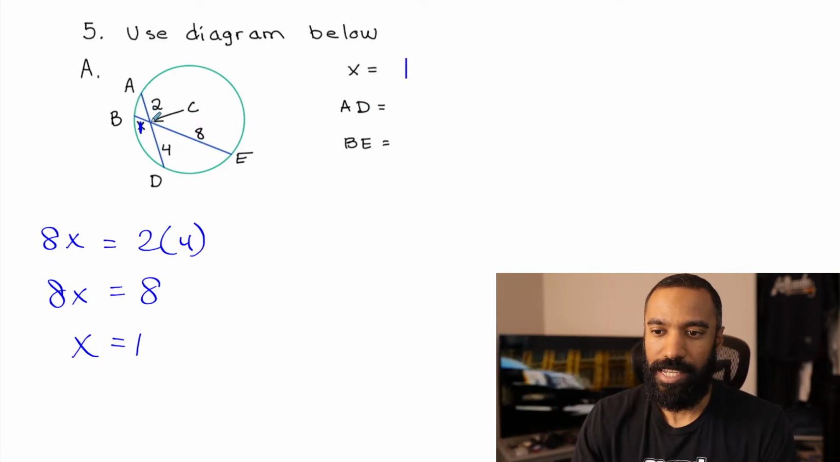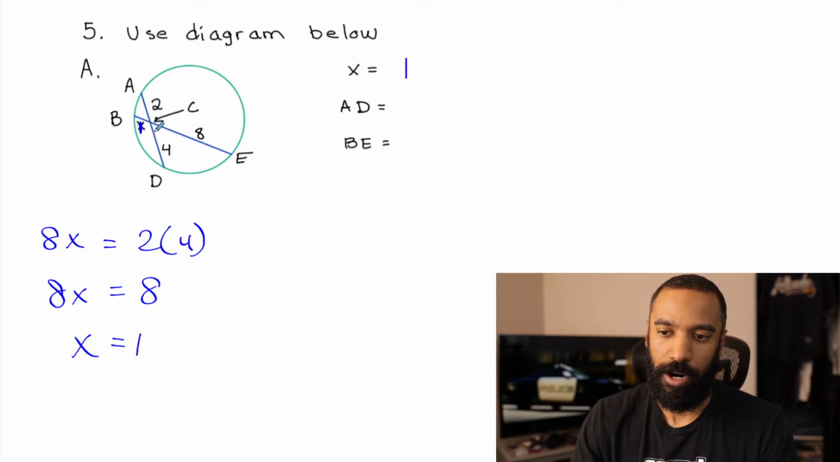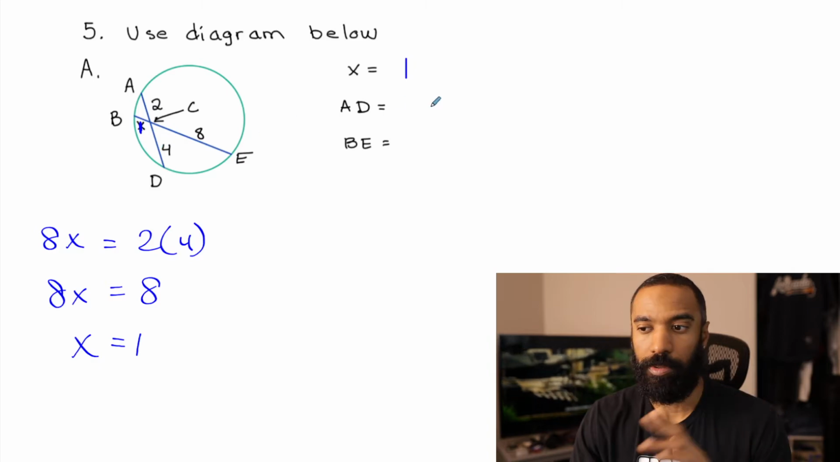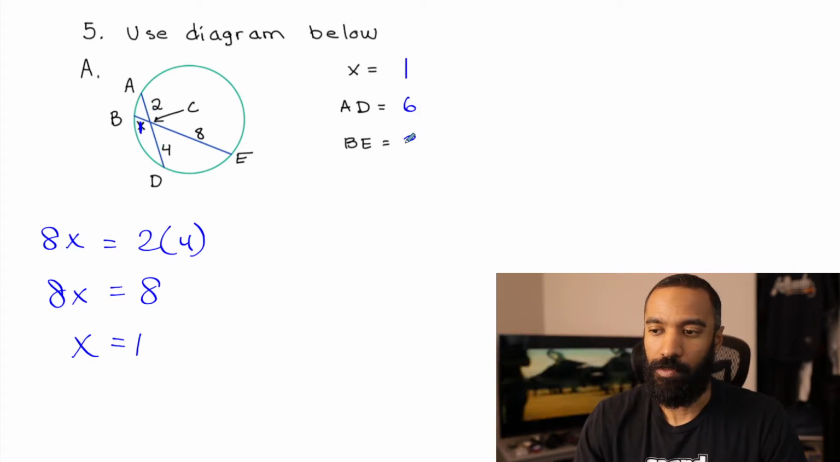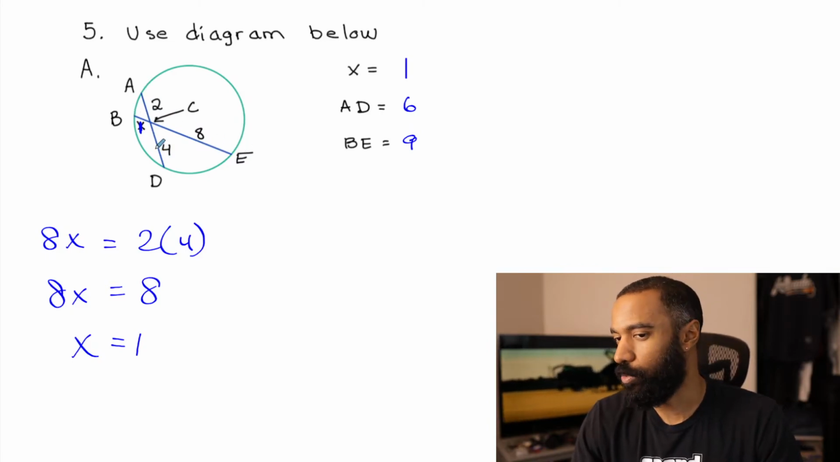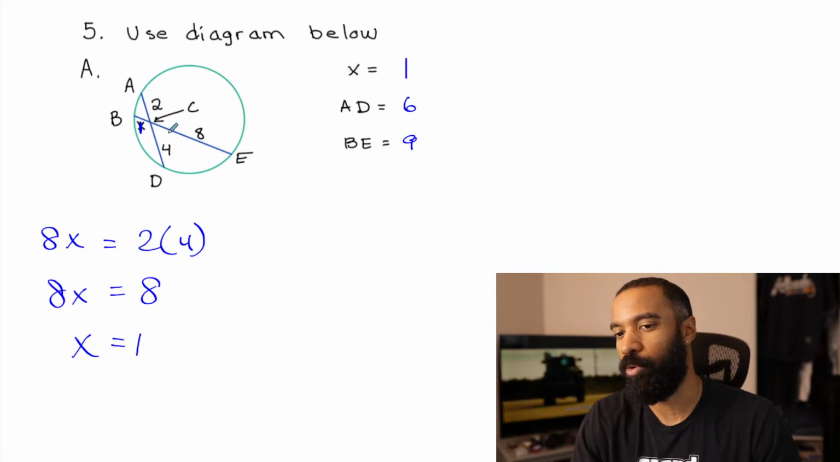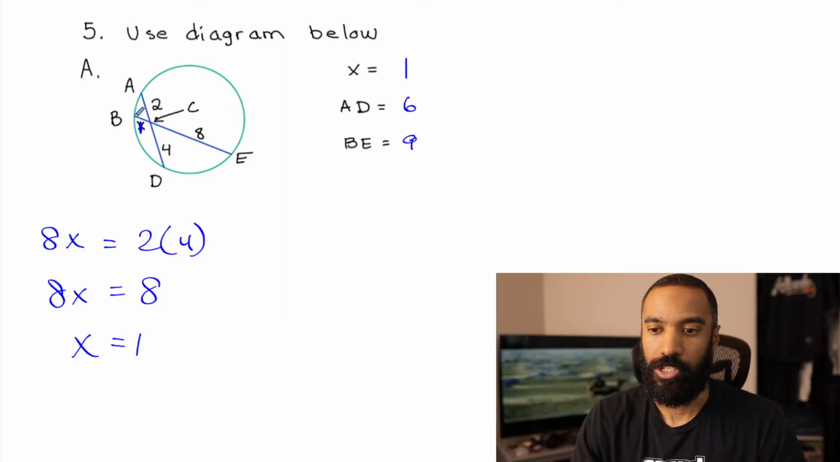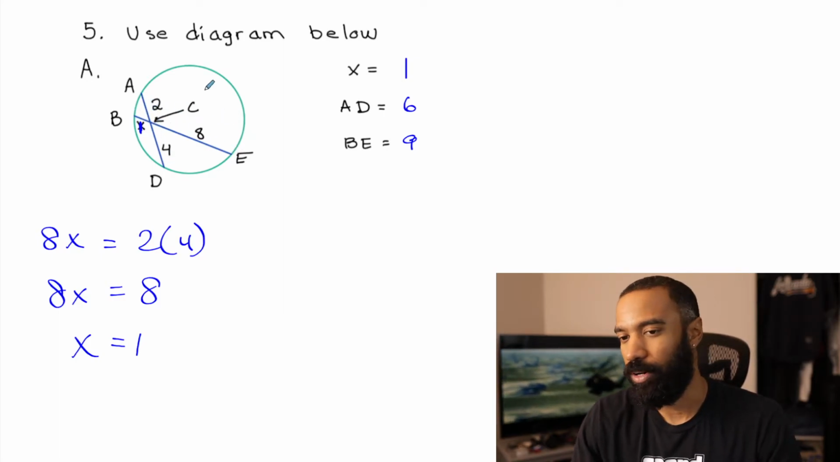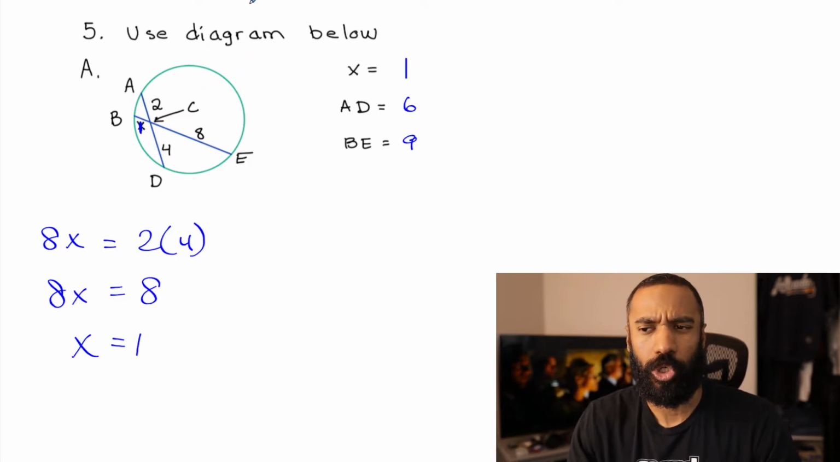What's the length of AD? AD is this part plus this part. Don't multiply them. Just 2 plus 4, right? That's 6. BE is 1 plus 8, which is 9. I never said these chords were equal to each other. I said the products of their split segments are equal to each other. Yes, 1 times 8 equals 2 times 4, and there's a similar triangle aspect to it.